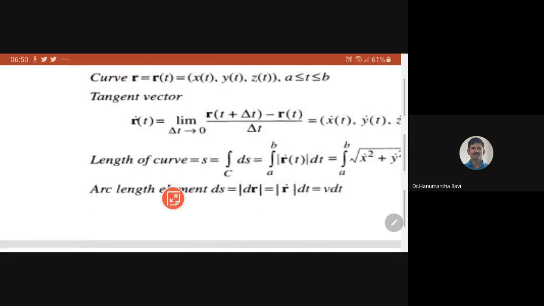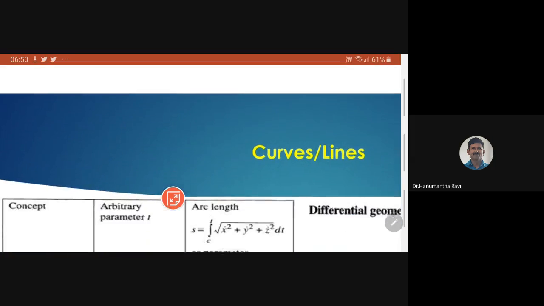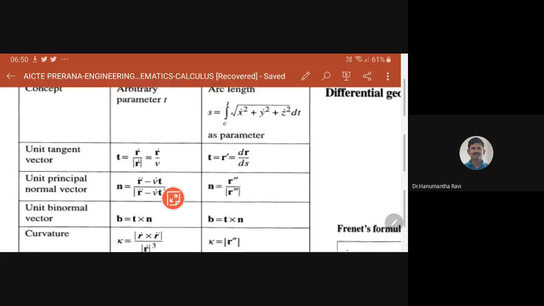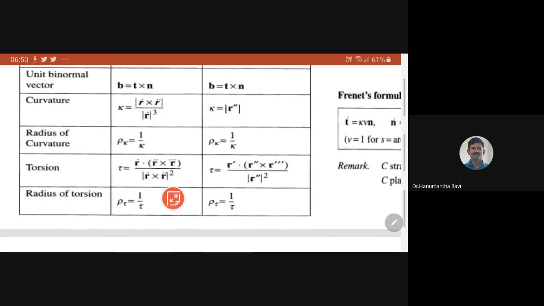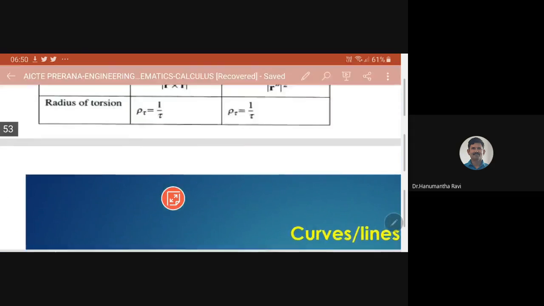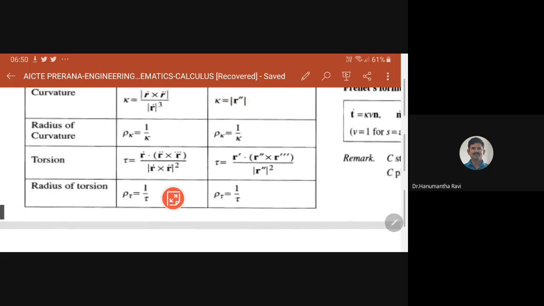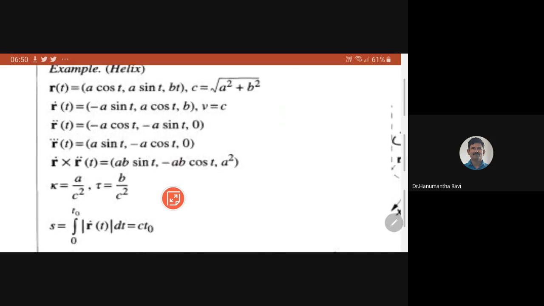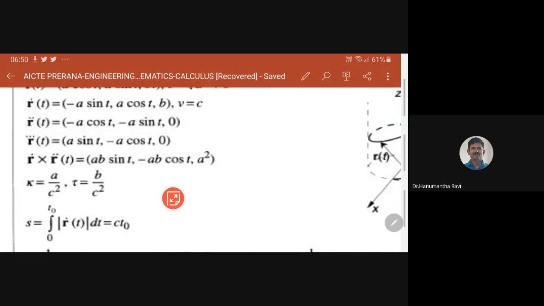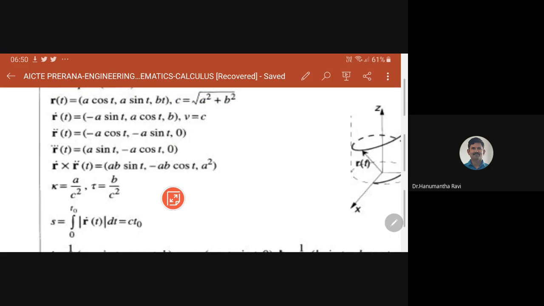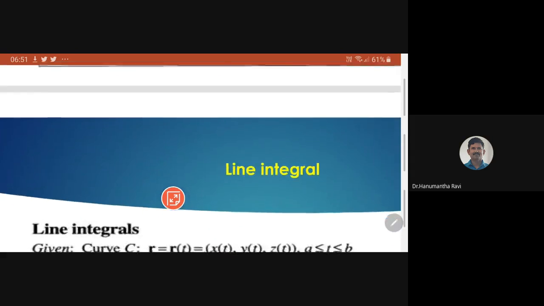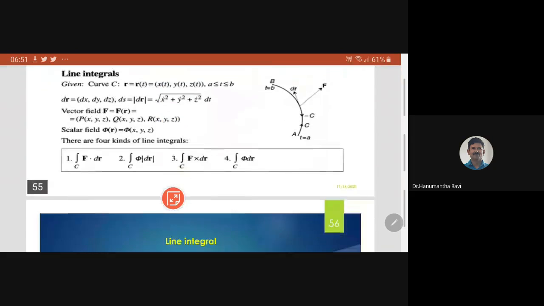So this is all about curves. Whenever curves are there, you can talk about whether it is a closed curve, its perimeter, tangent vector, normal vector, and of course the radius of curvature, torsion, etc. But we are not discussing those things much. In the shared PPT, I have given all the formulas and also an example.